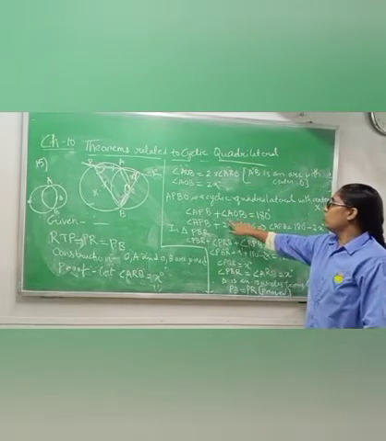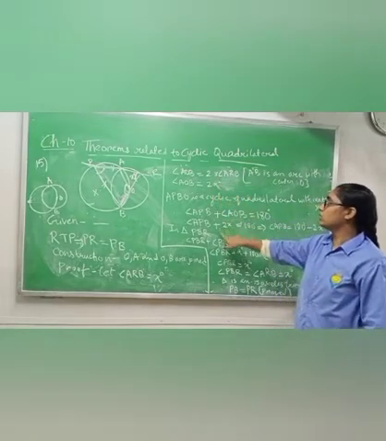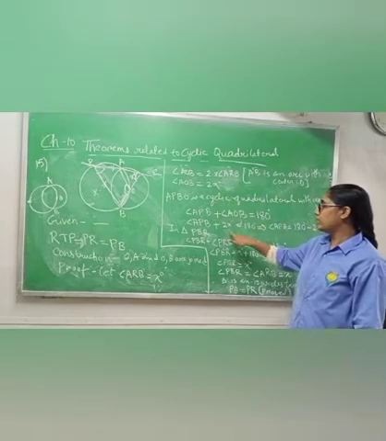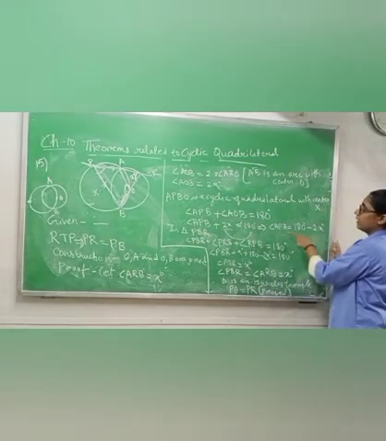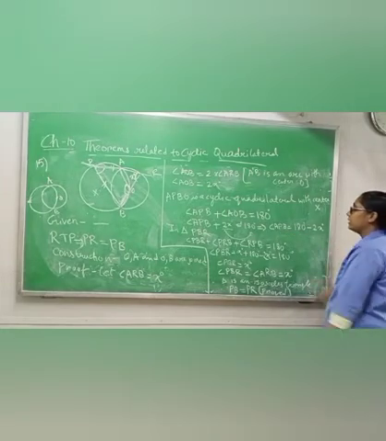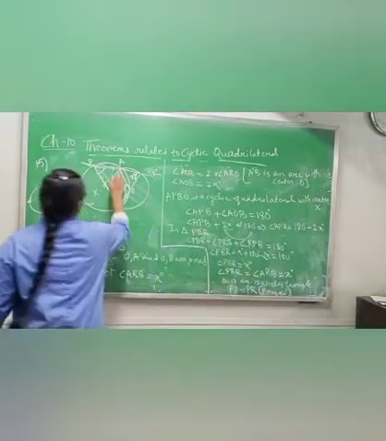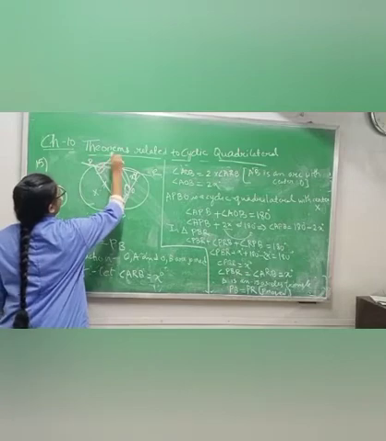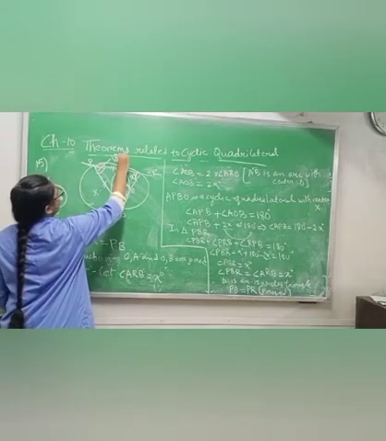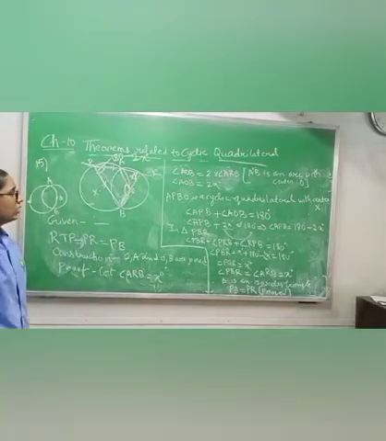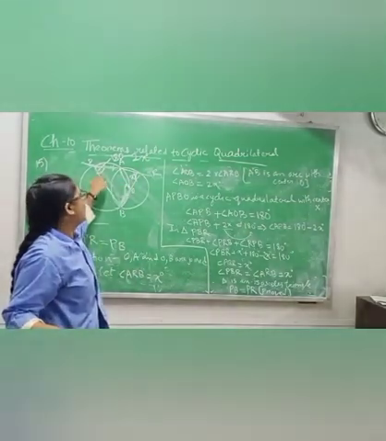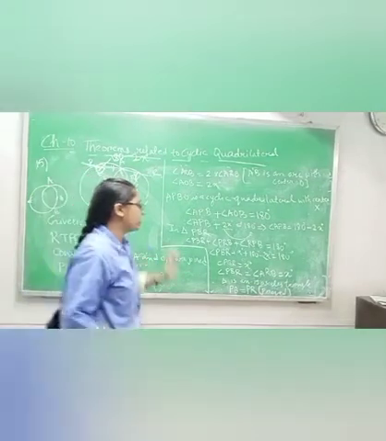Now in place of AOB I can write 2x degrees because we got the AOB value as 2x degrees. Now I am taking 2x degrees to this side. That is why I am writing here angle APB is 180 degrees minus 2x. So APB, this angle, I am getting as 180 degrees minus 2x degrees, and this one is x degrees.